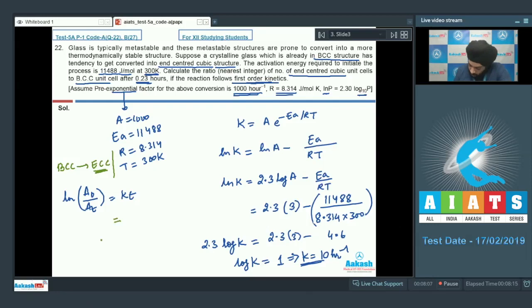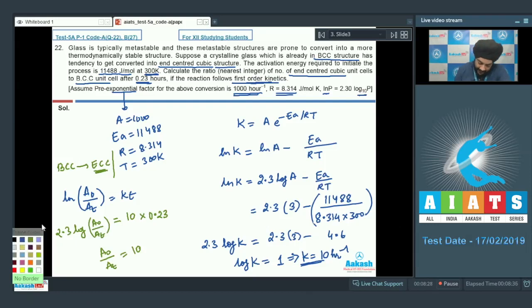The value of k we have just found out, it was equal to 10. The time given to us is 0.23 hours. And if we convert the ln into log, we have 2.3 log of a naught by at. So this on simplification gives us a value of a naught by at is equal to 10.